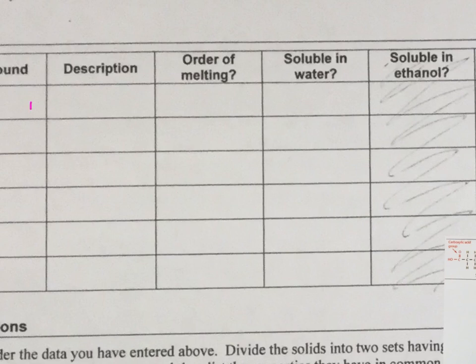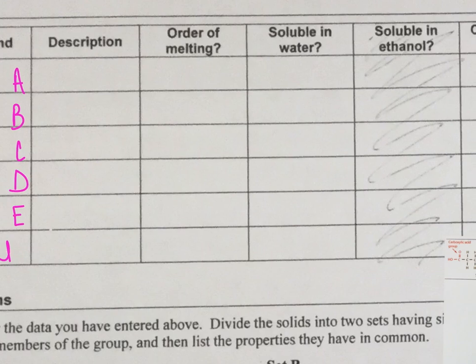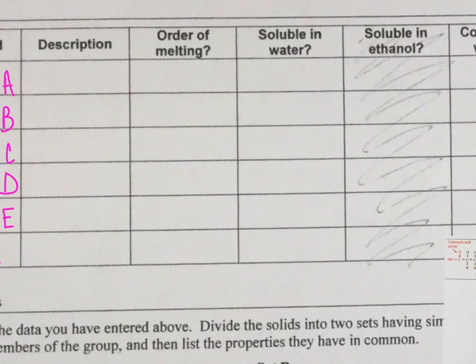All right, so you should have A, B, C, D, E, and then you had metal written in this last one, right? For the descriptions, hopefully you described the metal, and then the other ones should have been white powders, or white crystals, or you should have seen white flakes, okay? Anything like that to describe what they looked like.